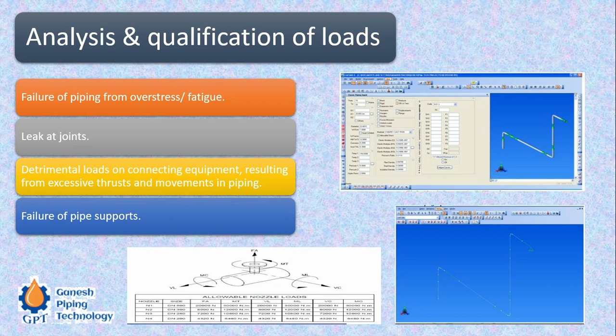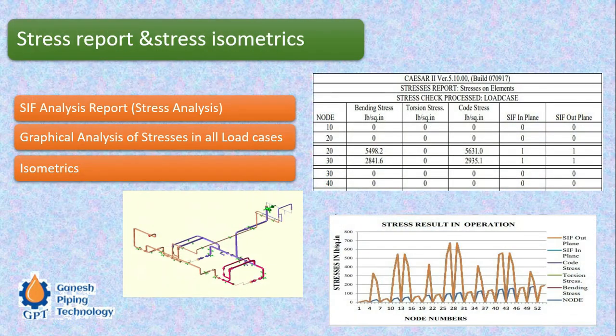And the failure of pipe supports. Wherever the pipe supports are failing, for example, if we consider the rest and guide, and if it is getting dislocated from the structure, then that is an example of pipe support failure. So we have to overcome this. Now this is the final. Once all these problems are solved, then we have to again run the program for the entire line systems. When they pass this criteria of load cases, then we have to prepare the stress reports and stress isometrics.